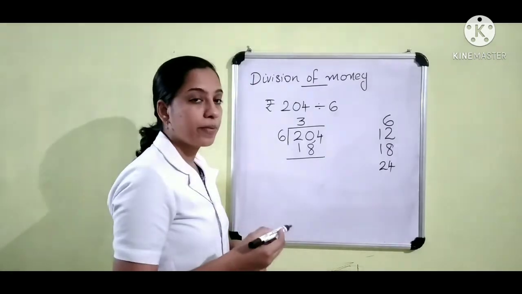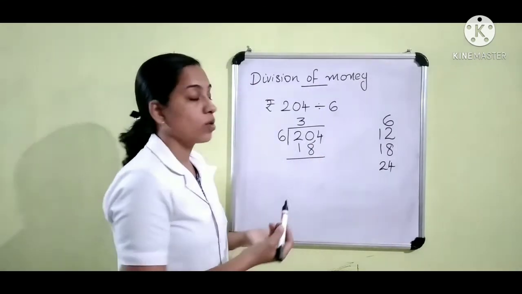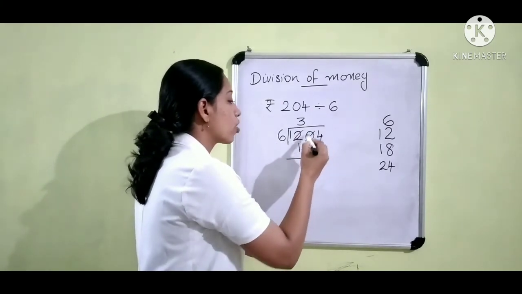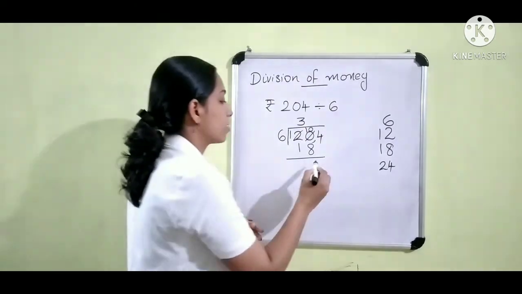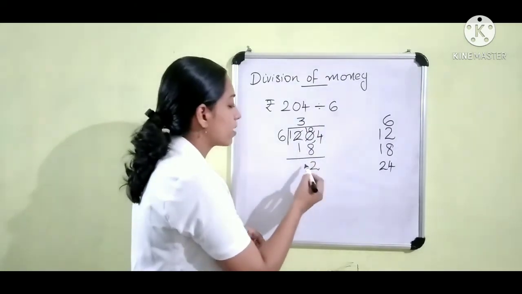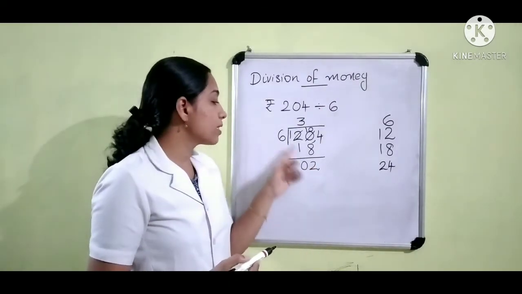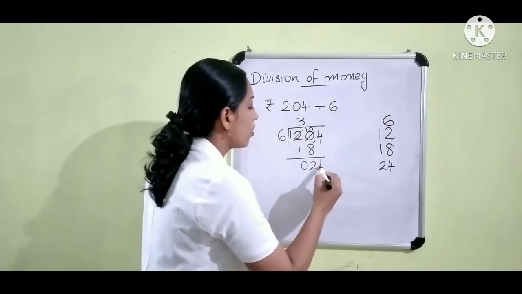18 and subtract. Can you subtract 8 from 0? No. So let us regroup. So this 2 becomes 1 and this 0 becomes 10. Then tell me what is 10 minus 8? Yes. 2. 1 minus 1, 0. See children, here 2 is smaller than 6. So let us bring down the number 4.